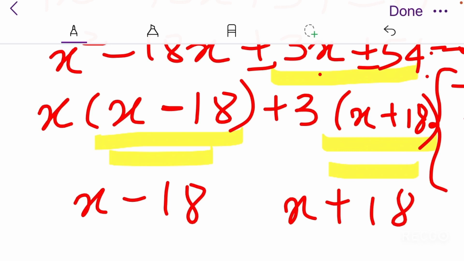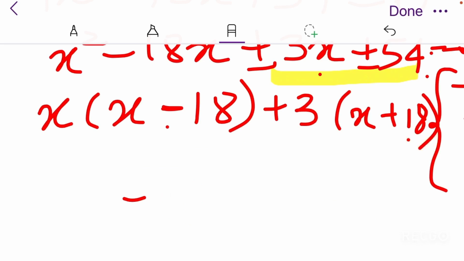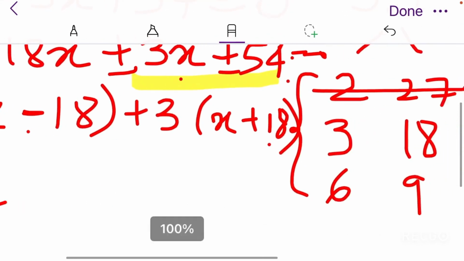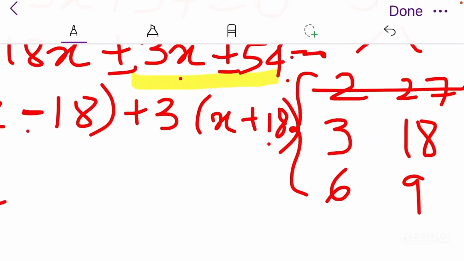But what are we getting? One as minus, one as plus. So it means that 3 and 18, these two are not the roots of the given equation. These are the wrong roots. So we will cancel 3 and 18. Now we are left with 6 and 9. So let us check for 6 and 9.